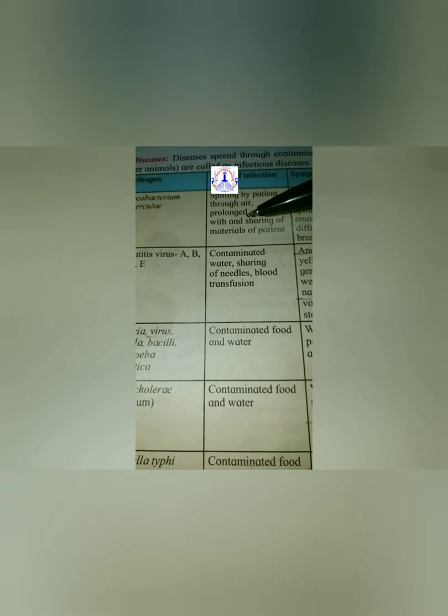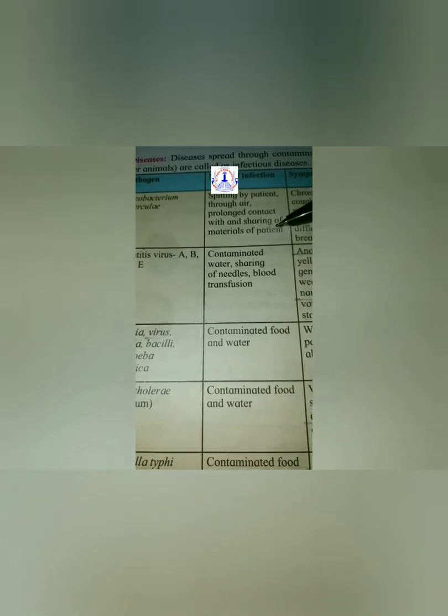Next is prevention and treatment. Prevention means the action we take to stop getting infection, and treatment is the medical care given to a patient. Now see here, the first disease we'll discuss is tuberculosis. Tuberculosis is a bacterial disease and the pathogen name is Mycobacterium tuberculosis. Mode of infection: spitting by the patient through air, prolonged contact with and sharing of materials of the patient.